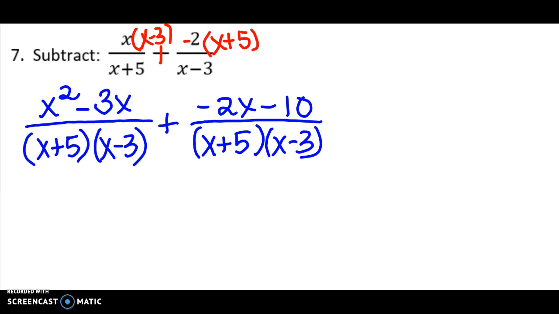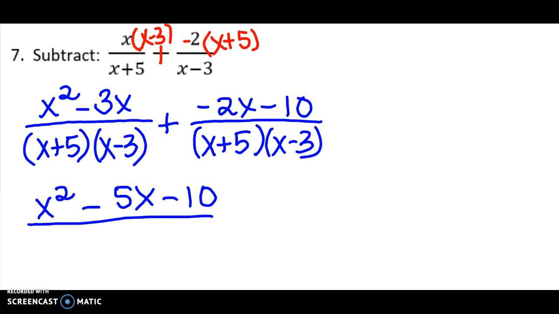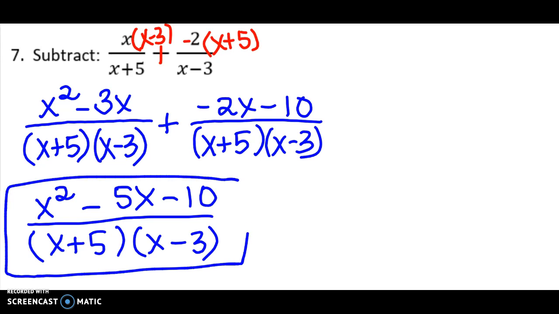All right, now we're going to combine like terms in the numerators. I only have an x squared, so there's nothing to combine that with. I have a negative 3x and a negative 2x, which is a negative 5x. And then I bring down my negative 10, and I copy down my common denominator. Now I can look at my numerator and see if I can factor it, because sometimes you can. This one, we would be looking for the factors of negative 10 that add to negative 5. There actually isn't anything that multiplies to negative 10 and adds to negative 5. So we're done. That's it.